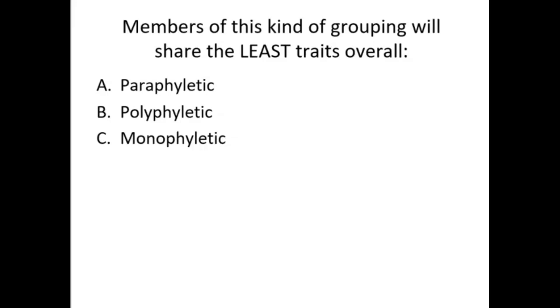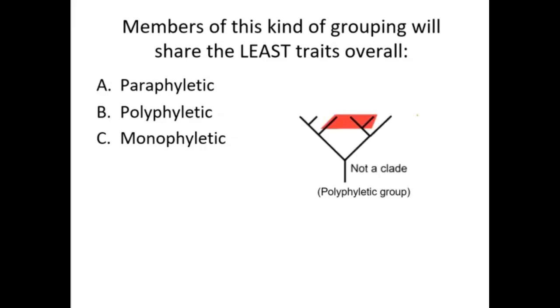Pause this video to answer the question. The correct answer is B. Because a polyphyletic group has members from more than one clade, this group will have the least amount of shared characteristics.